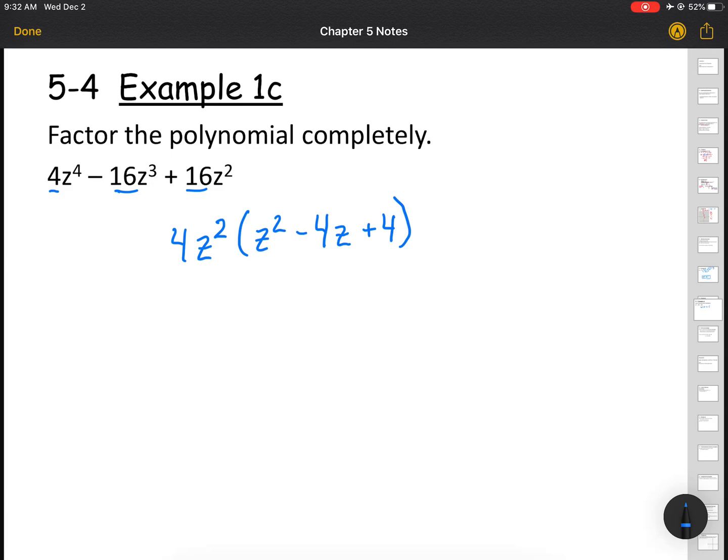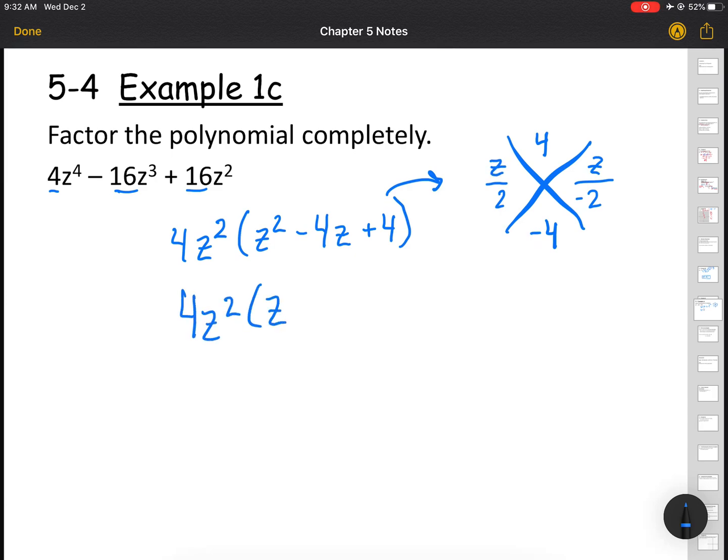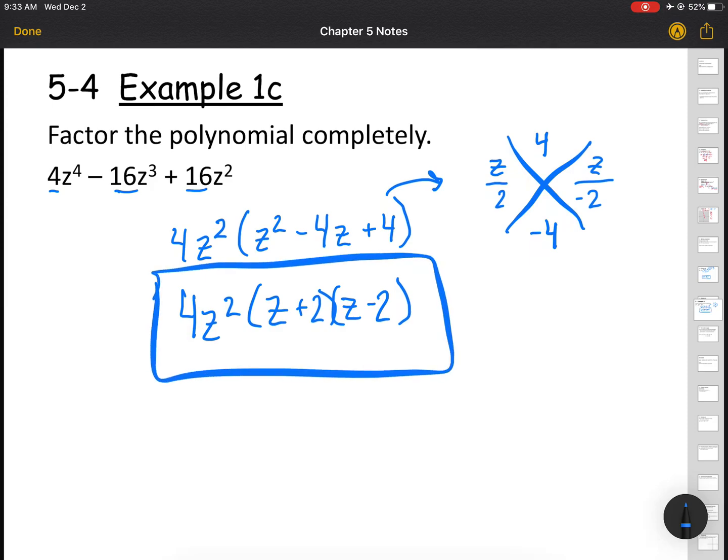And the last step there, can I see if that stuff inside the parentheses can be factored? Well, yeah, it can. We're going to test that out. So 1 times 4 is 4 up top, and negative 4 goes in the bottom. My factors that add to negative 4 and multiply to 4 are 2 and negative 2. And we're putting the z's on top. So if I drop down the 4z squared, I have z plus 2 and z minus 2. Alright, so that is our expression factored all the way down completely there.